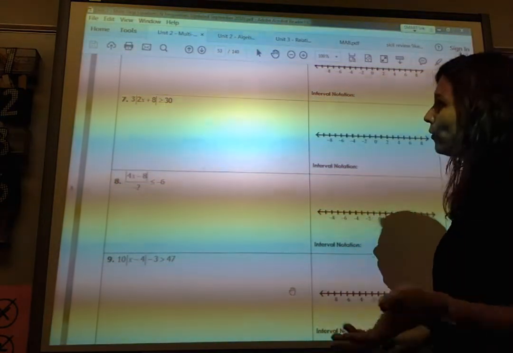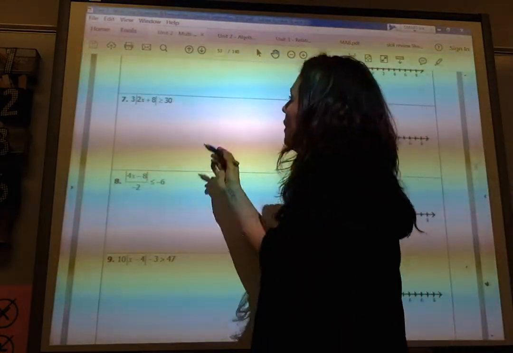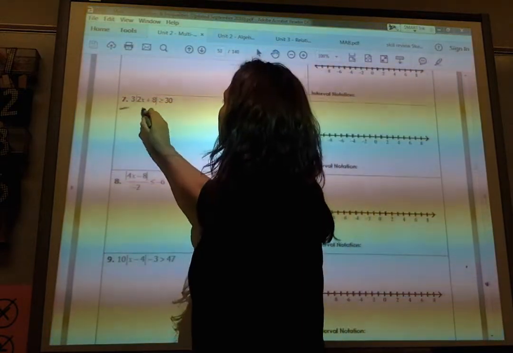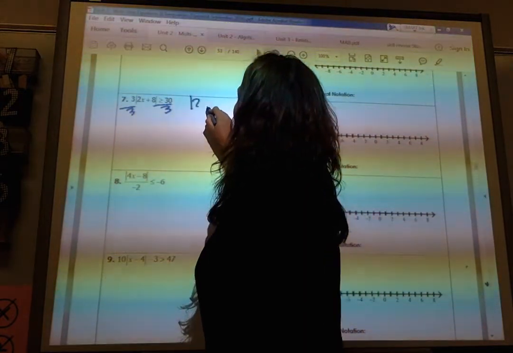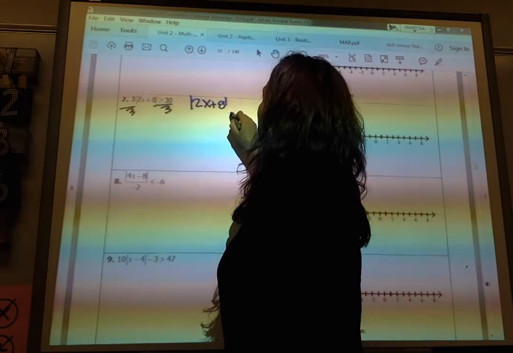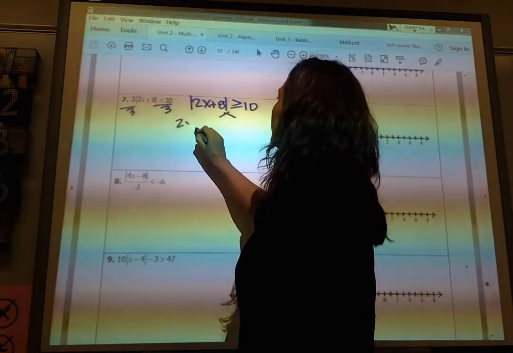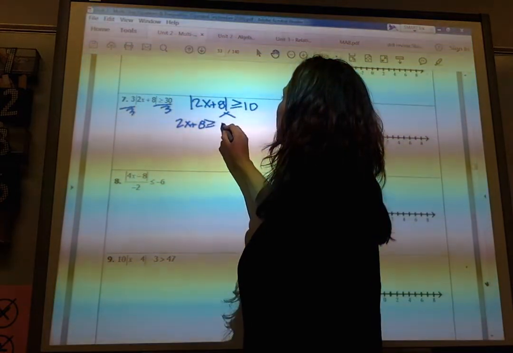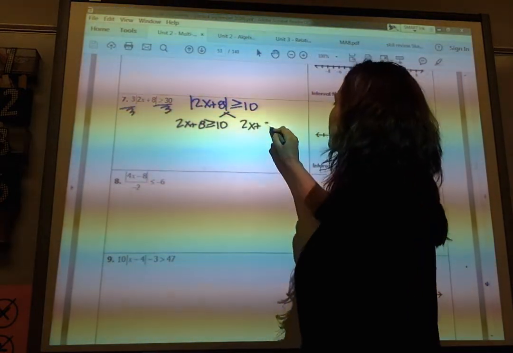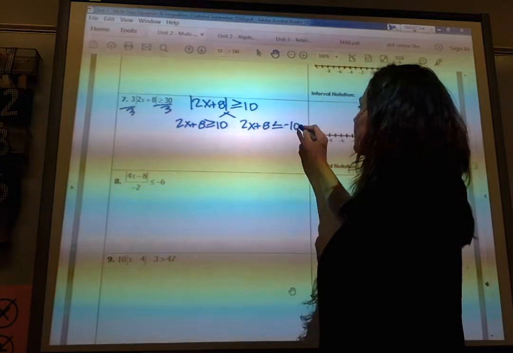Okay? So hopefully you had a chance to do number 7 and 8. So I have to isolate first, so I'm going to divide both sides by 3, and I get absolute value of 2x plus 8 is greater than or equal to 10. So now I can branch into 2, and I get 2x plus 8 is greater than or equal to 10, and 2x plus 8 is less than or equal to -10.